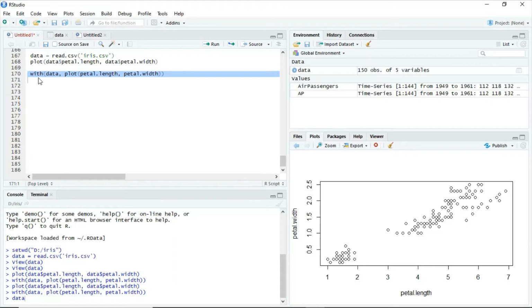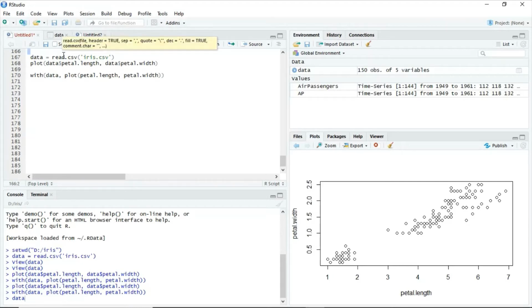Now we have to understand how this with function will work. To write the with function, first we have to write the variable name or object name in which we have our data file. And then we have to embed this plot function here. So here I am writing the plot function inside the with function with the two variables. And here try to understand, since I have mentioned the object name beforehand, we can avoid the dollar sign. So here I'm just writing the column names only.